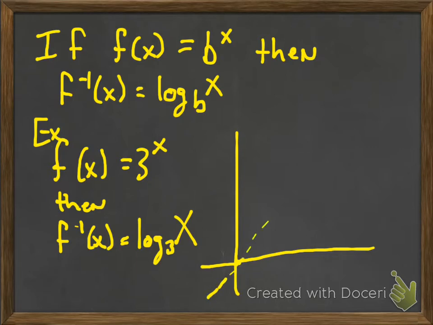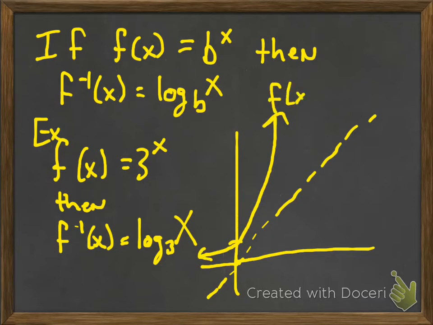There's your y equals x line. Remember, that's the line that they reflect over. There's f of x, and now the inverse, the logarithmic function, is right there. And notice how they're just reflections of each other.